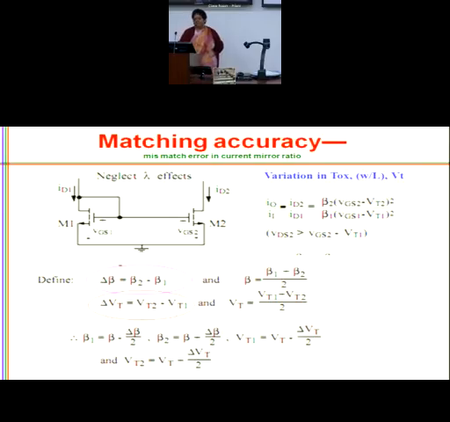I know my Vt1 is not same as Vt2. So now using these equations, I can write my beta 1 in terms of beta only. Similarly, I can write my Vt1 in terms of Vt only. Similarly, I can write beta 2 in terms of beta, and Vt2 in terms of Vt. I need to make use of these four equations to get the expressions for beta 1, beta 2, Vt1, Vt2.